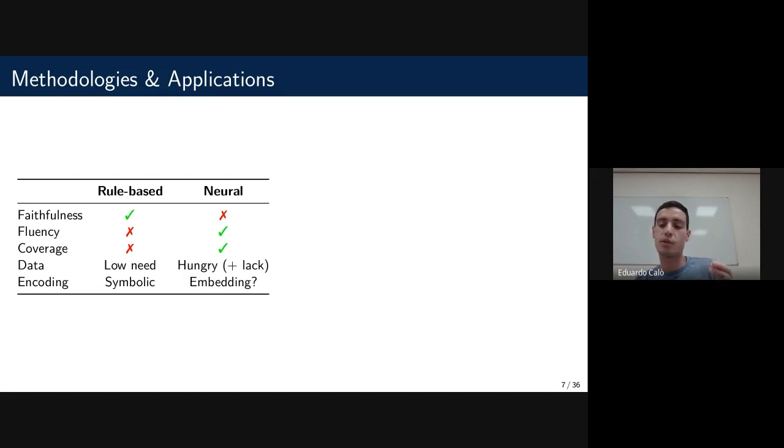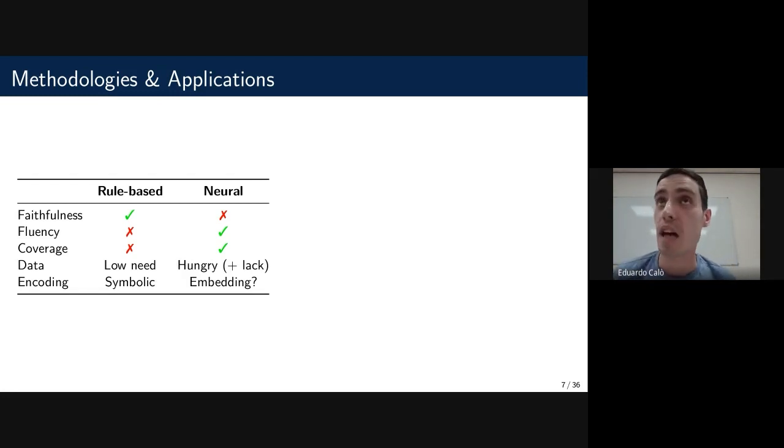So it's very difficult to find data sets which are parallel with the formulas and text. How do we encode the formulas? With rule-based methods, of course, it's just symbolic. So you can decide, I don't know, that part of the formula corresponds to some structure and things like this. While with neural approaches, this is a really big open question.